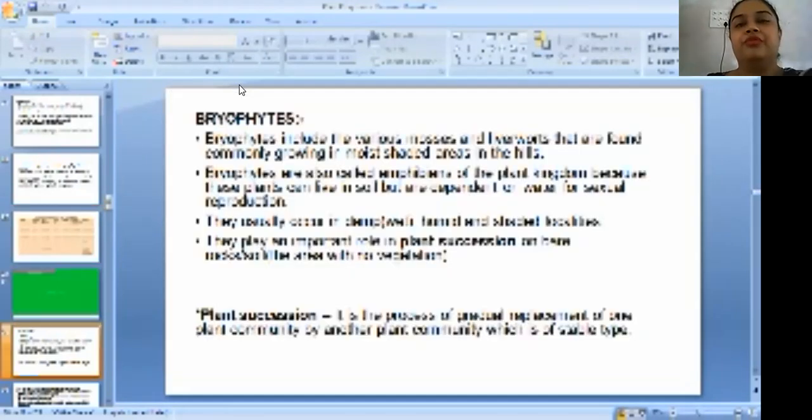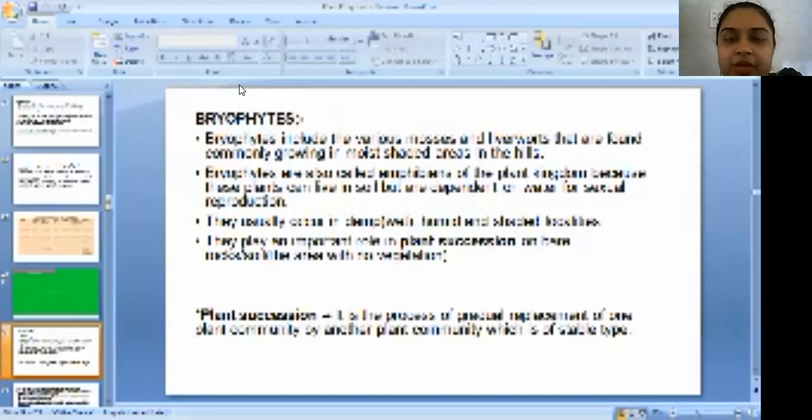Now we'll go with bryophytes. What are bryophytes called? Mosses. They are famous for something: amphibians of the plant kingdom. Why? Because they live on land, but they require water for reproduction. They require some medium for passage of the gametes. So it includes mosses and liverworts, which we have discussed in detail.